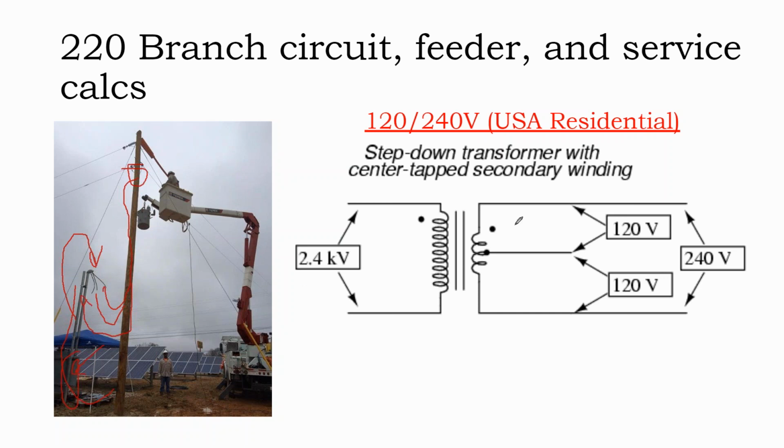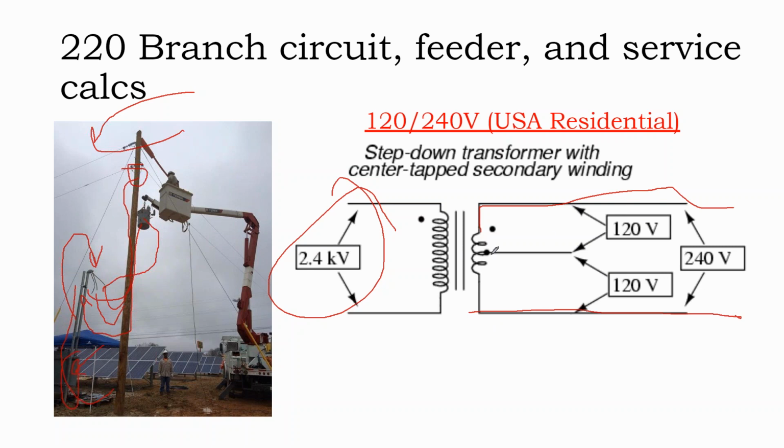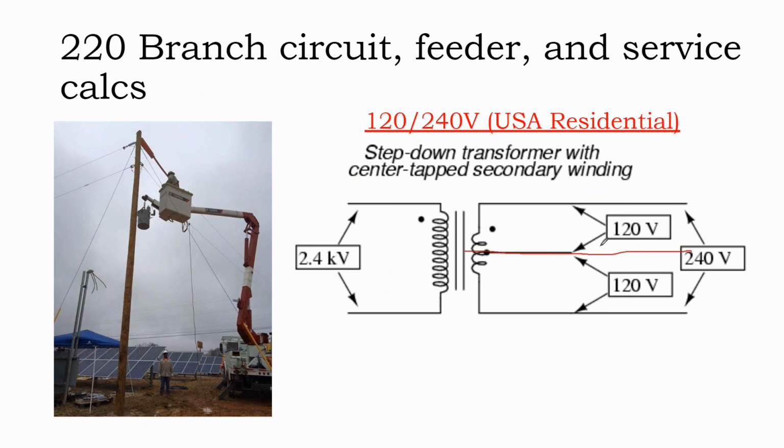And so the grid side is at 2.4 kilovolts, 2,400 volts, and coming out of the transformer on the other end is two 120 volt legs, plus a neutral. And that neutral's purpose is to balance the load difference if there's more load on one leg versus the other. So how do we get from 2,400 volts to 120 volts?